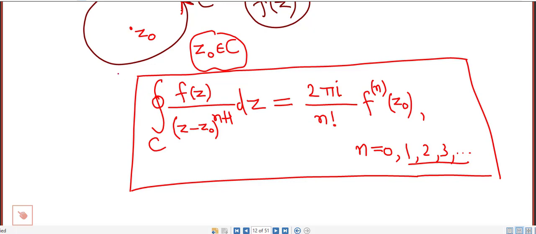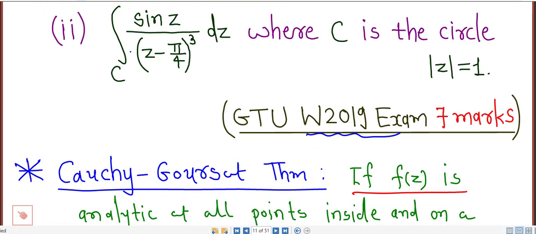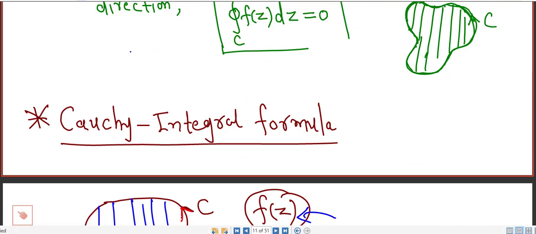So here again we repeat that if we have this type of function f of z divided by z minus z0 to the power n plus 1, where this f of z is analytic at all points inside and on this simple closed contour, and this z0 lies inside this simple closed contour, then value of this integral is obtained by 2 pi i divided by n factorial times nth derivative of this function f of z at point z0, which is inside the simple closed contour. So for this question we require knowledge of these two theorems, Cauchy-Goursat theorem and Cauchy integral formula.